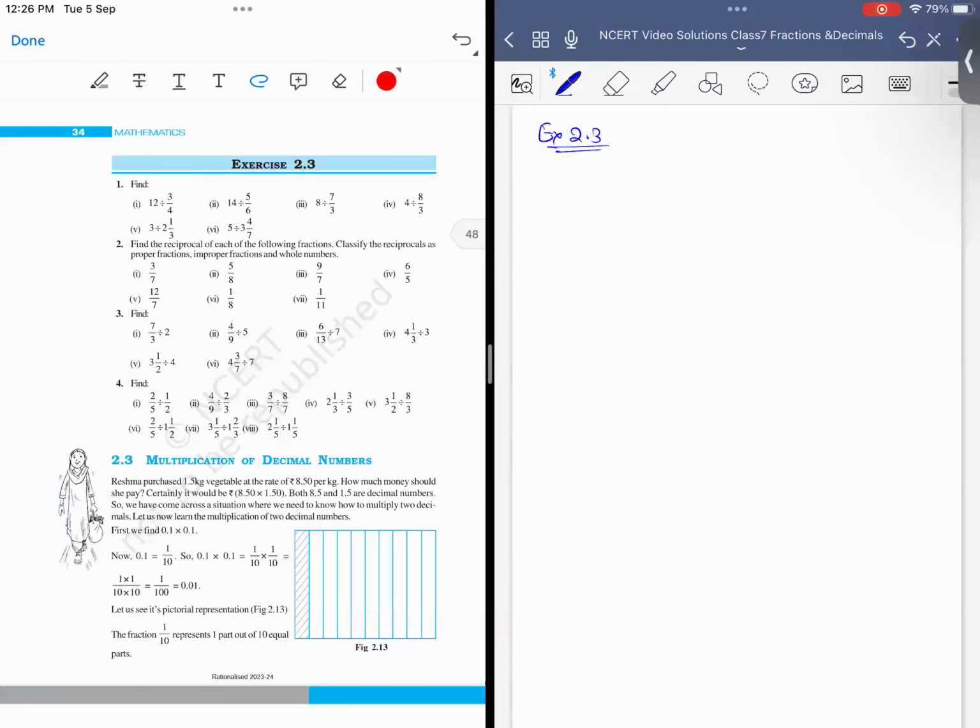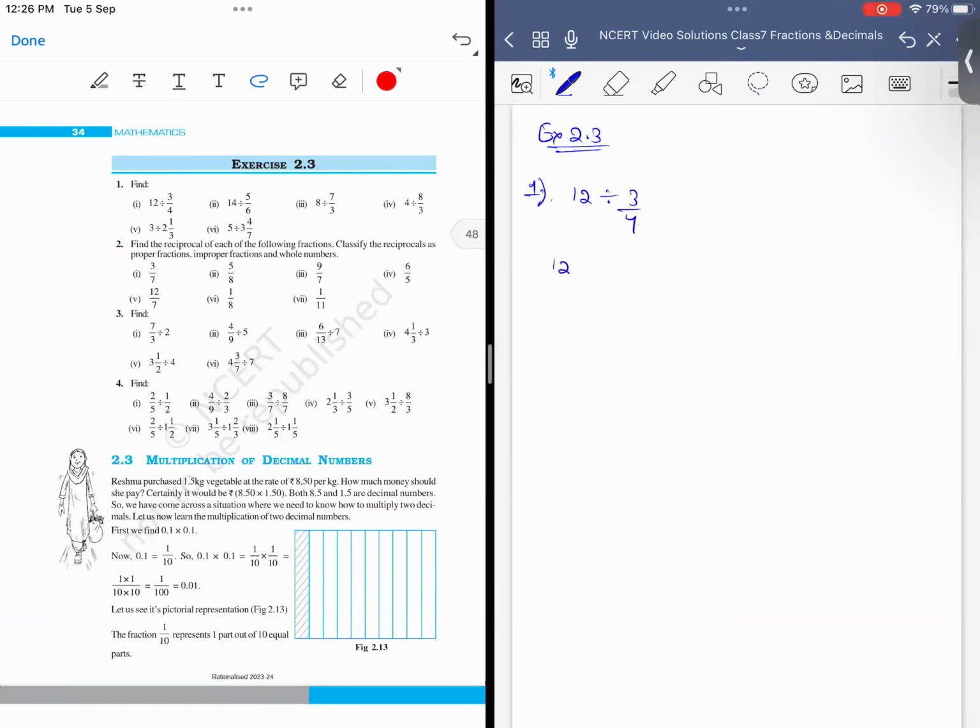Exercise 2.3. We'll see. In the first question, it is saying what? This exercise is on division of fractions with a whole number or with another fraction. In the very first question, a whole number is being divided by a fraction. So we know how we do the division. This was the process.